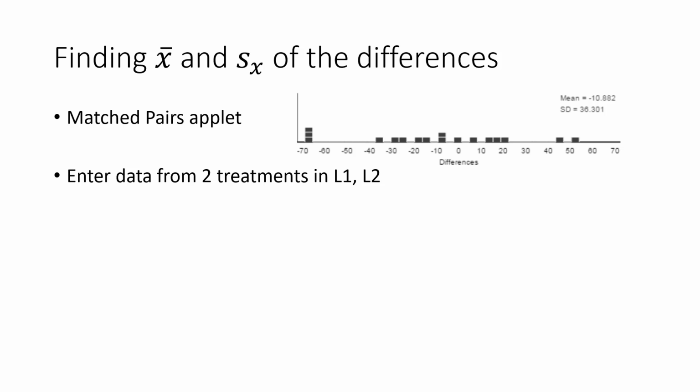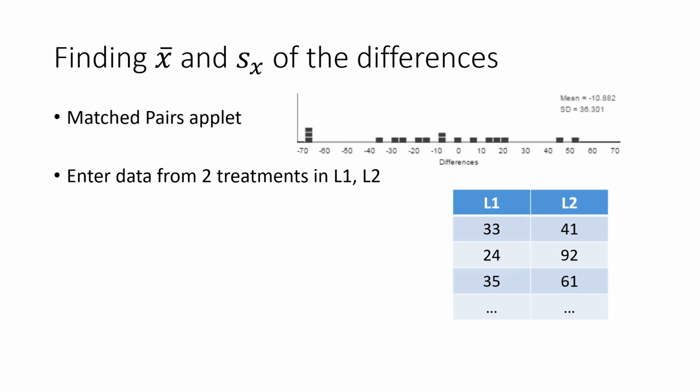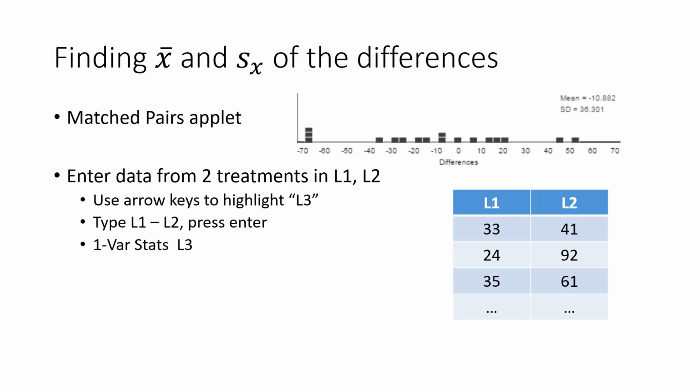Another way we can get the mean and standard deviation of the differences is with our calculators. We can start by going to Stat Edit and then entering the data from the two treatments, the small bowl and the large bowl, into two of the columns, say L1 and L2. Then we can use the arrow keys to highlight the L3 at the top of the next column and enter a formula to compute the differences.